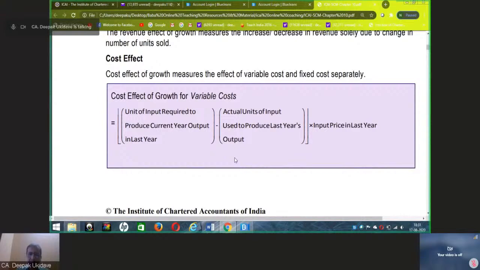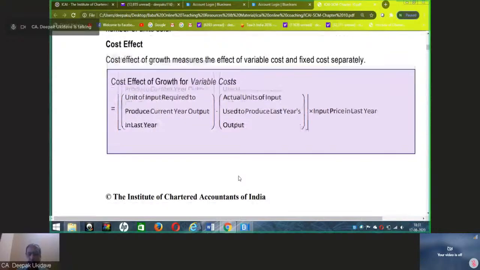Let us now look at the fixed cost. Any questions in conceptual understanding, you can ask me in the link.